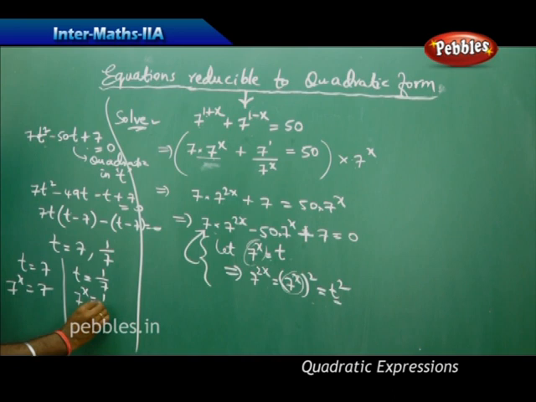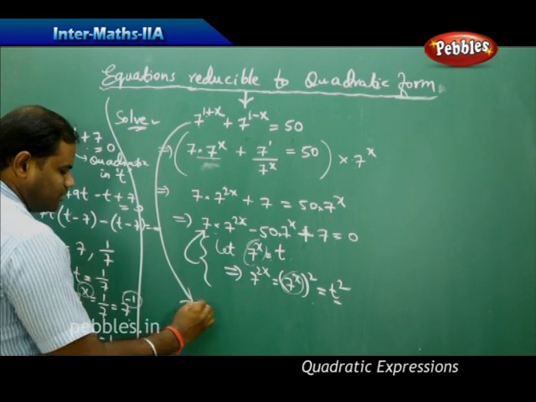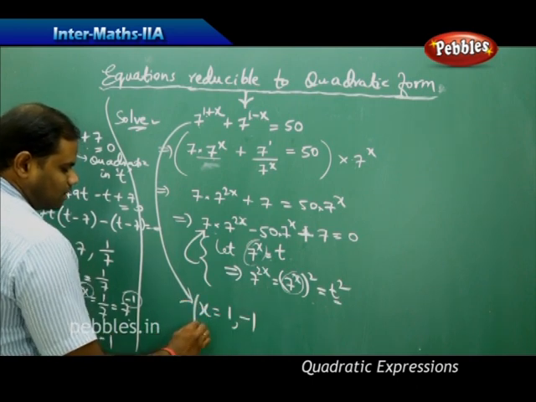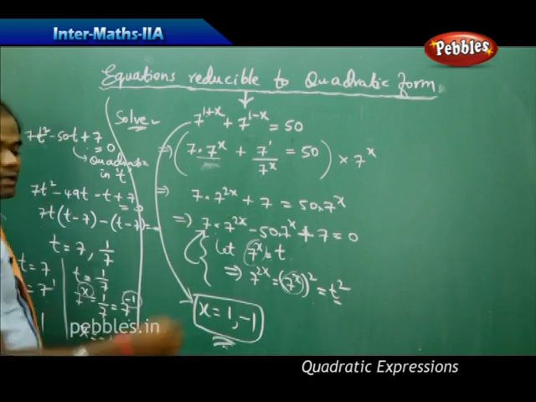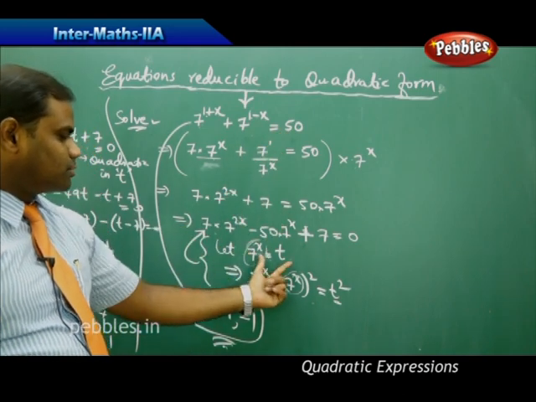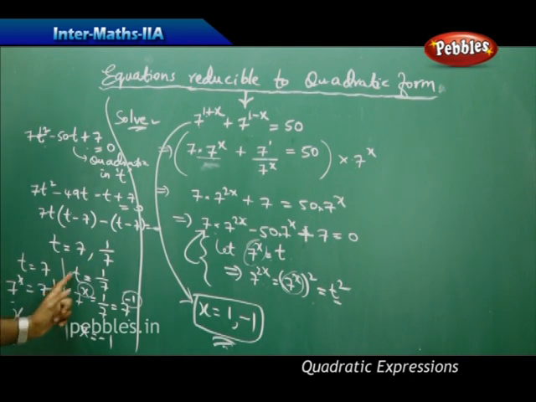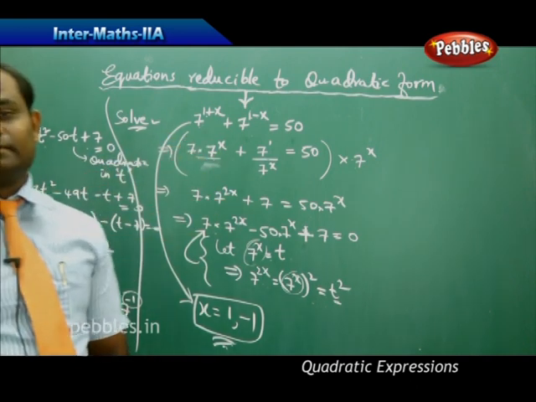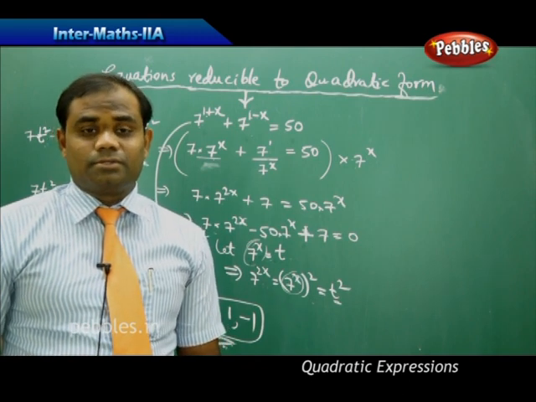And in this case 7 power x is 1 by 7, which is 7 inverse, which I can write for this. Now when the bases are equal, the powers are equal, therefore this gives me x equal to 1, and when the bases are equal, the powers are equal, therefore this gives me x equals minus 1. Therefore the solutions of the given equation are x equal to 1 and minus 1. This is how we understand equations reducible to quadratic form: an equation which is not in quadratic form is reduced to quadratic form by substitution, and that gives me the values of x indirectly.